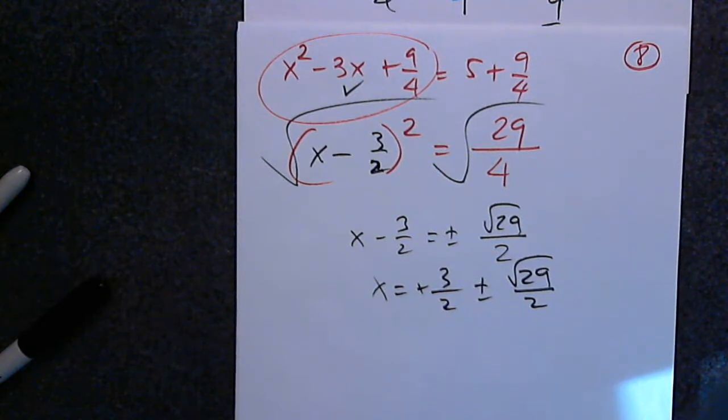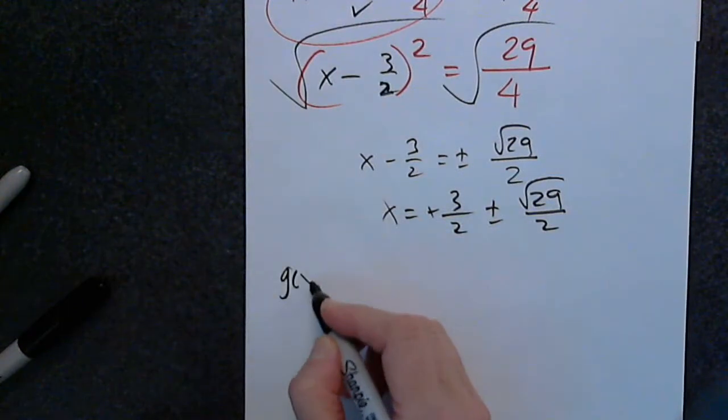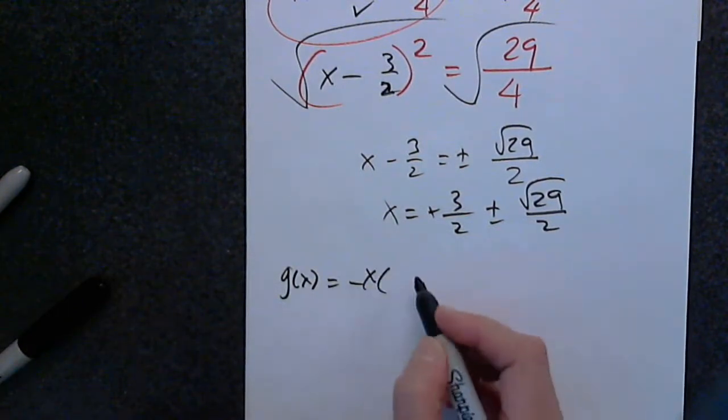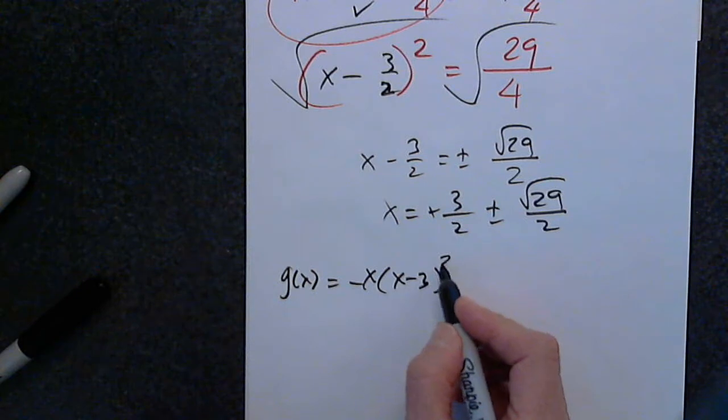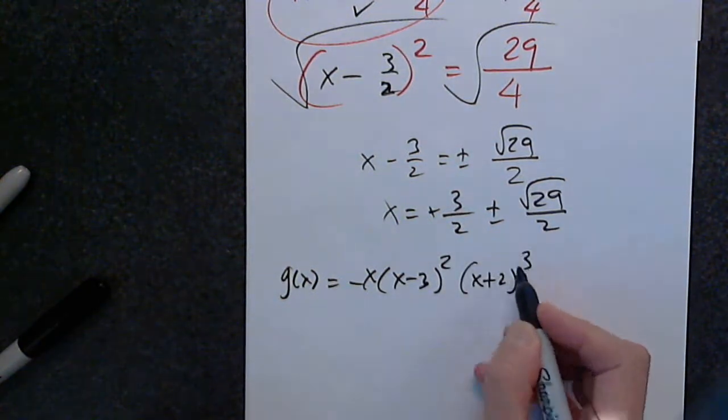Next question. Anything else that you wanted to go back to? Oh, yeah, let's do the polynomial. Sorry. Okay, so we have g of x equals -x times (x minus 3) squared times (x plus 2) to the third.